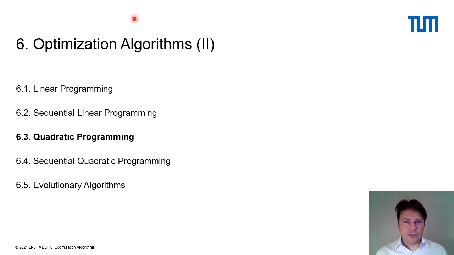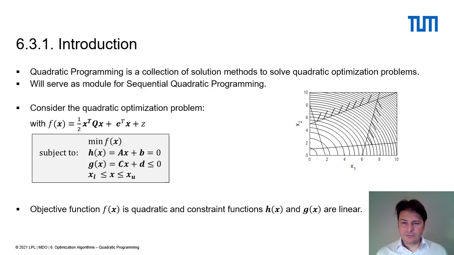Let's continue with chapter 5.9 on quadratic programming. Like linear programming, quadratic programming is a collection of solution methods, but this time it is to solve quadratic optimization problems, and it will also serve as a module for a larger framework that can be applied to nonlinear problems, which is called sequential quadratic programming, or SQP.